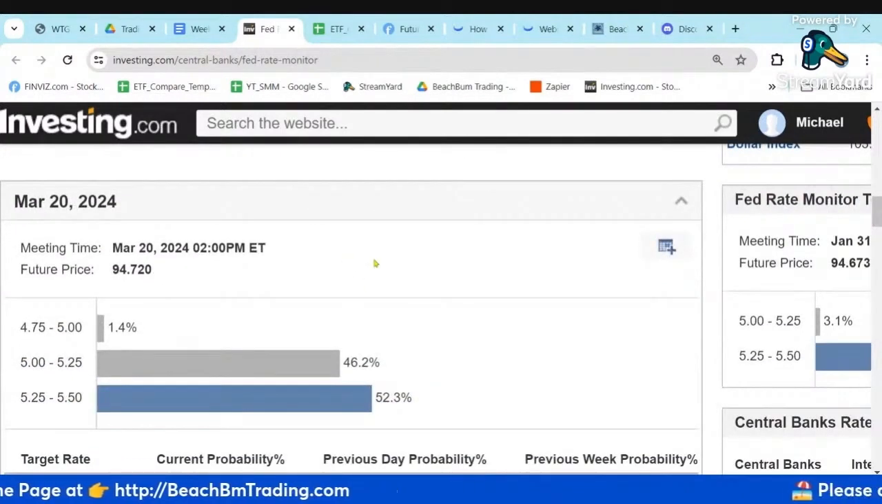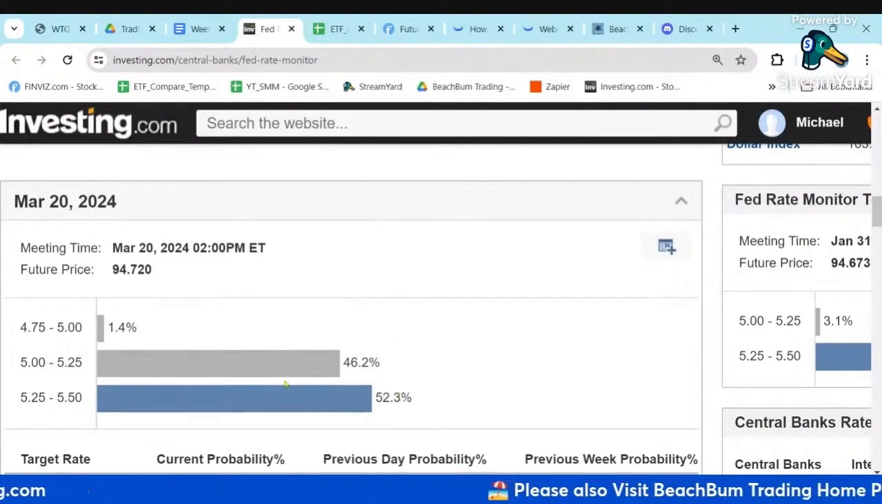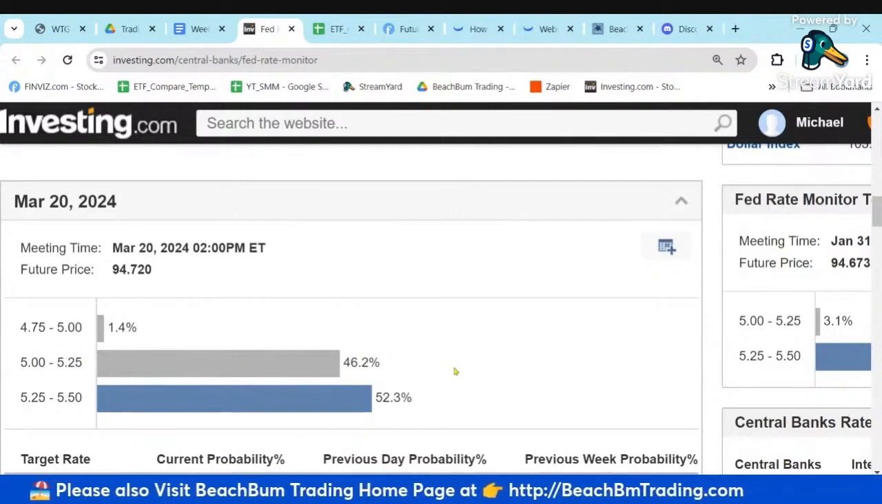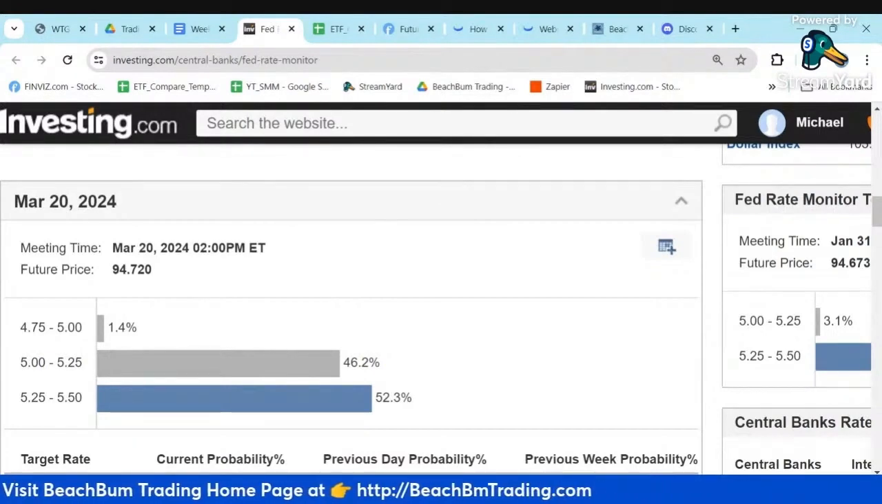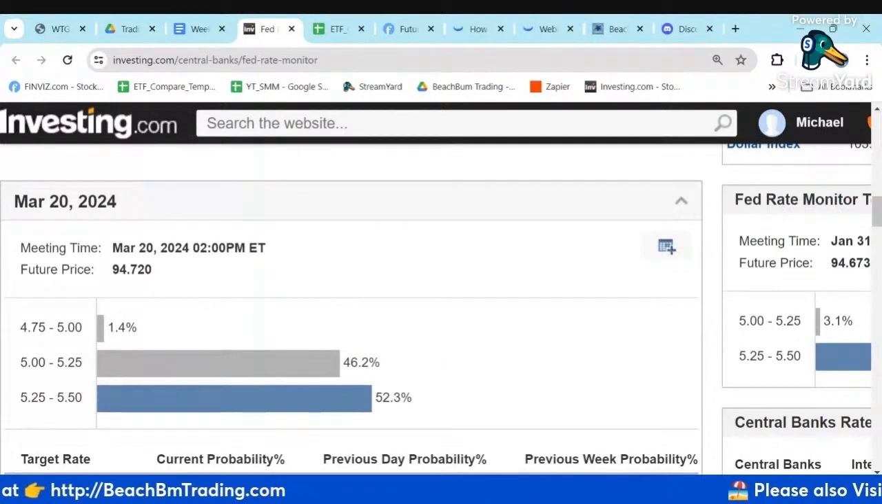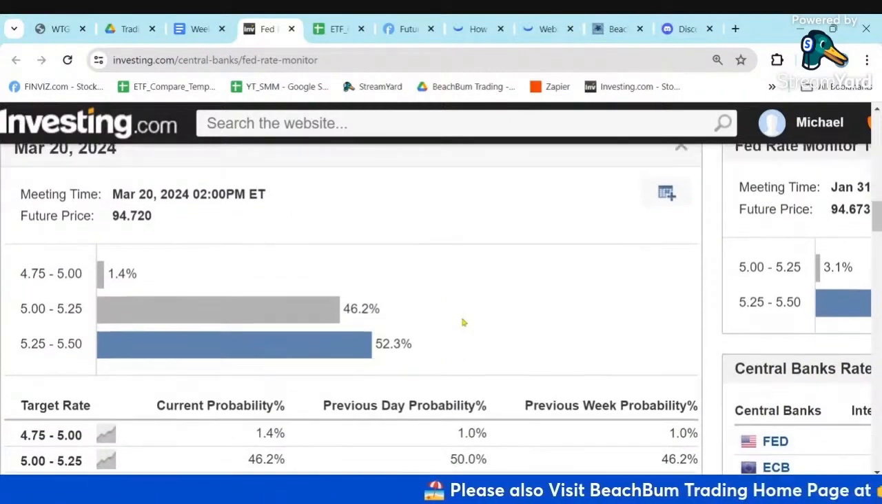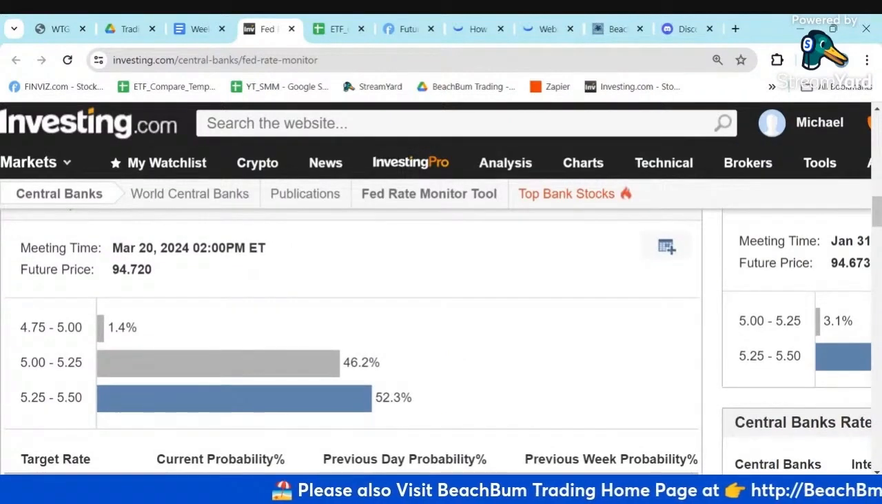So then we go out to March. Again, we're trying to see, when is the Fed going to cut? And you can see the market is currently predicting a 46% chance that they're going to do a 25 basis point cut as early as March. So again, I personally think that's overly optimistic. I don't think they're going to cut that soon.